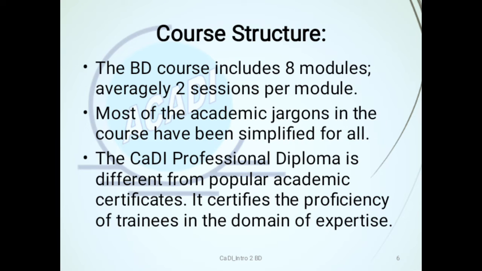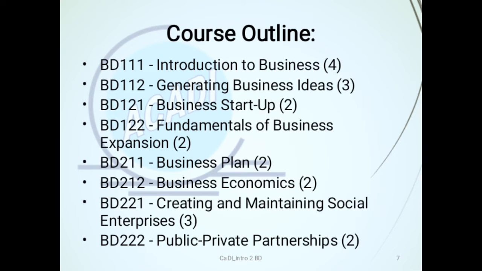Course structure. The business development course includes 8 modules with averagely 2 sessions per module. Most of the academic jargons in the course have been simplified for all. The CaDI Professional Diploma is different from popular academic certificates. It certifies the proficiency of trainees in the domain of expertise.